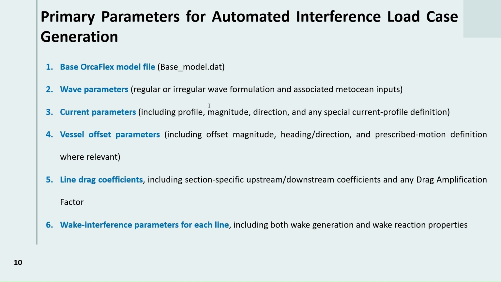The concept is simple. The base model contains the fixed project configuration and data, and the automated workflow varies only the load case dependent parameters required for the interference study. In the following slides, we will look at each of these parameter groups in more detail.